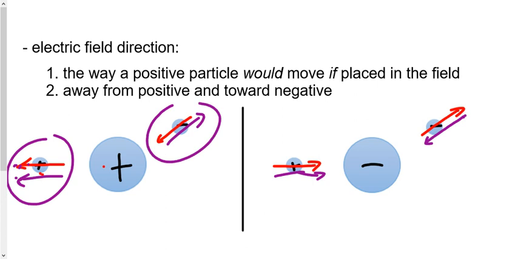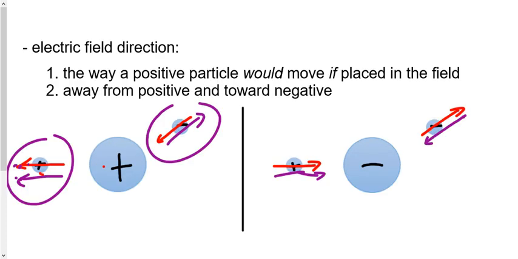That's arbitrary, right? Somebody said, listen, we're going to define the direction of the field as the way that a positive particle would move if placed in the field. Could we have defined it opposite to that, the way that a negative particle would move? Absolutely we could, but we just didn't. So we got to go with the convention so that everybody's speaking the same language. It's the way that a positive moves when placed in the field, or the direction of the force on a positive when placed in the field.